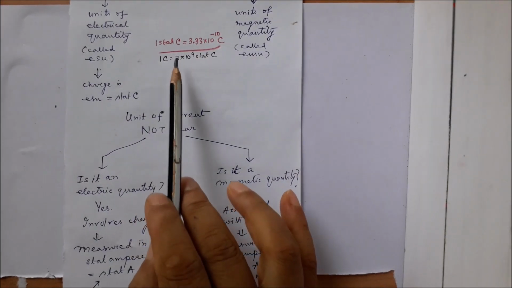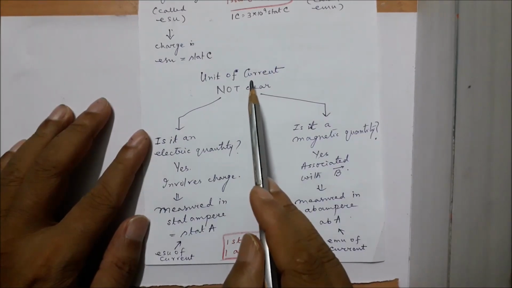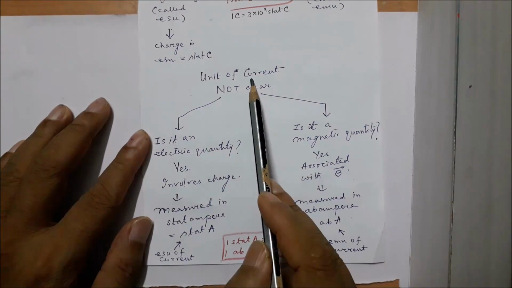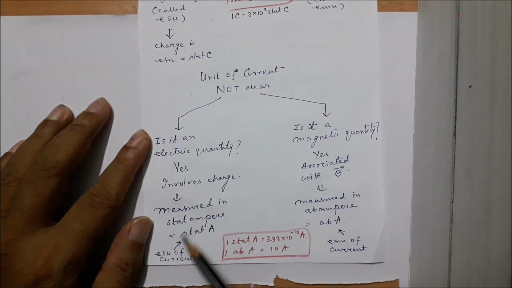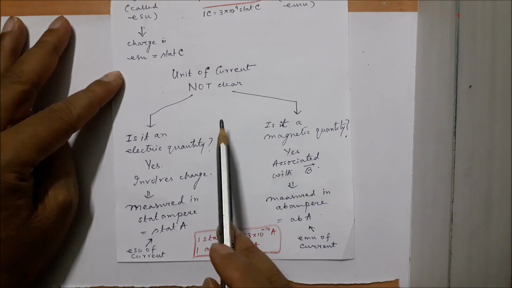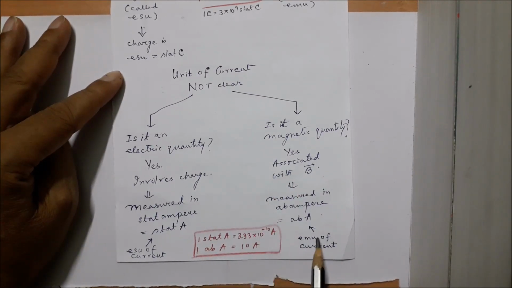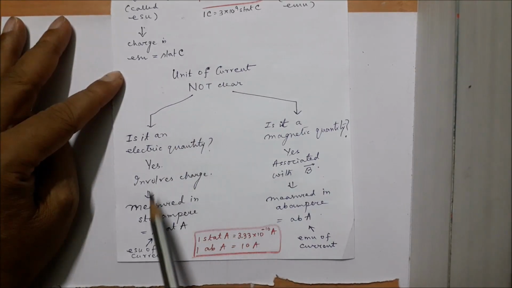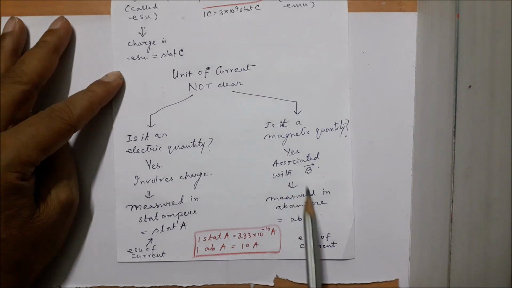Now the problem starts when we go to the unit of current. Current involves charge, and charge means there is an electric field associated with it. So current will have an ESU, and it is called stat ampere. Again, current means charge in motion, and current is associated with a magnetic field, so definitely it will have an electromagnetic unit which is called ampere. So we arrive at a confusing situation, current having unit both in static situation as well as in moving situation. So we have a stat ampere and ampere, and the conversion factors are given over here.